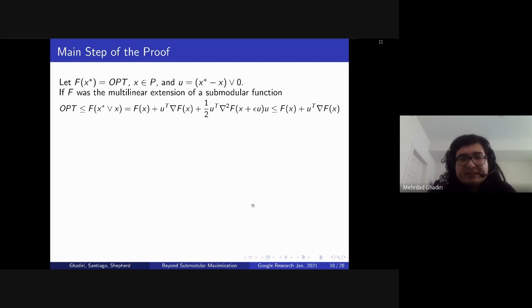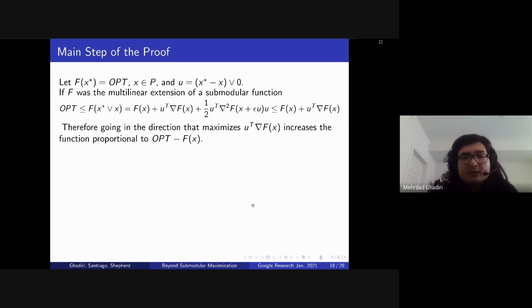So this gives us this bound that going in the direction of u transpose the gradient of f at x increases the value of the function proportional to opt minus f of x. So basically, going in the direction that maximizes this would be better. It would increase the value of the function at least proportional to opt minus f of x. So this is the main step of the proof for continuous greedy for monotone submodular functions.